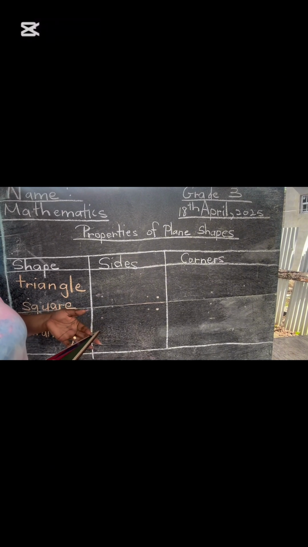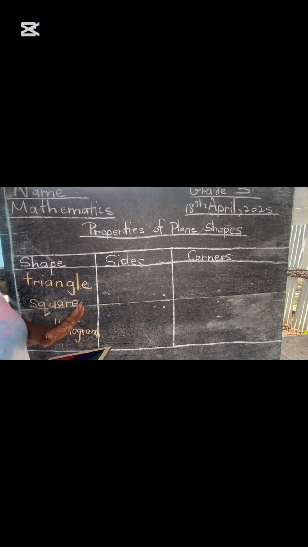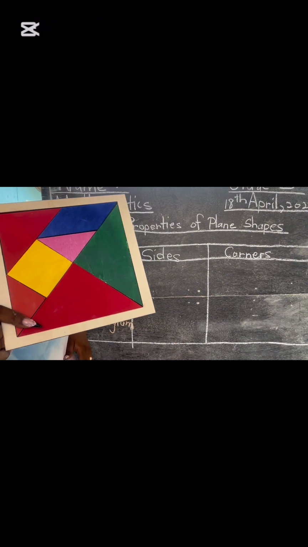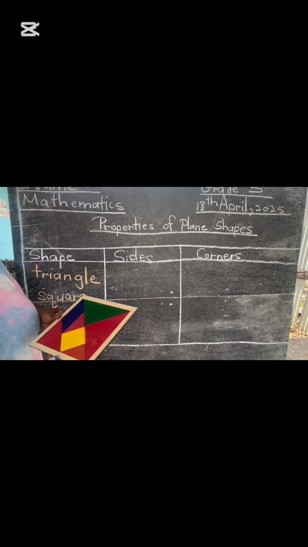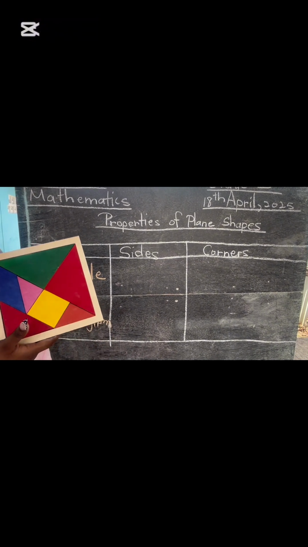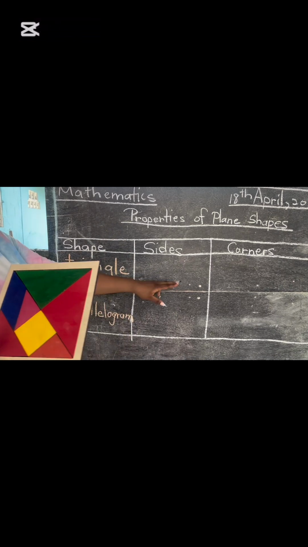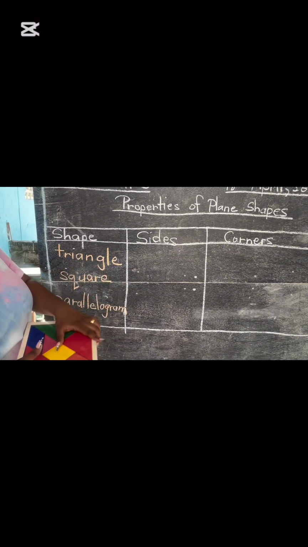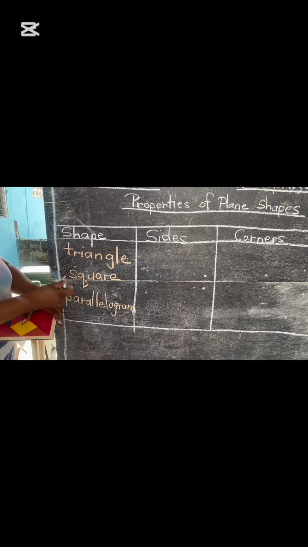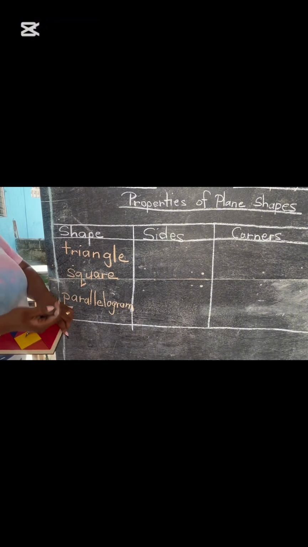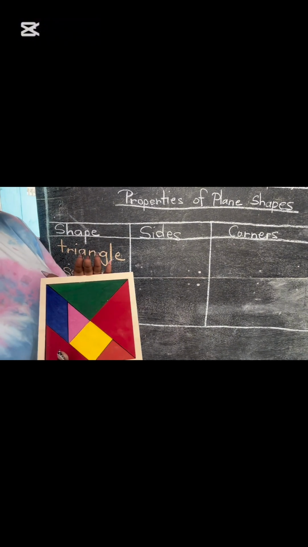Good. So today for maths, we'll be looking at properties of plane shapes while using a Chinese tangram. Now, in order for us to get the properties, we'll be taking out the shapes from the puzzle and finding the properties. So the first shape we have is our triangle. Let's take out the triangle from this puzzle and find the properties of it.